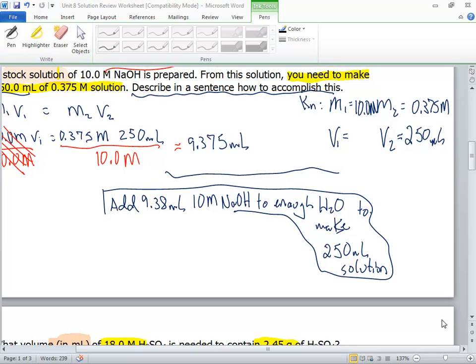And don't forget, the correct answer to the problem is to describe in a sentence how you would make this stuff. Well, you did this in lab. You know that you're going to take this 9.38 milliliters of 10 molar sodium hydroxide. You're going to put it into a volumetric flask, and you're going to add enough water to make 250 milliliters of solution. You're going to fill it up to the calibration line on the 250 milliliter volumetric flask.